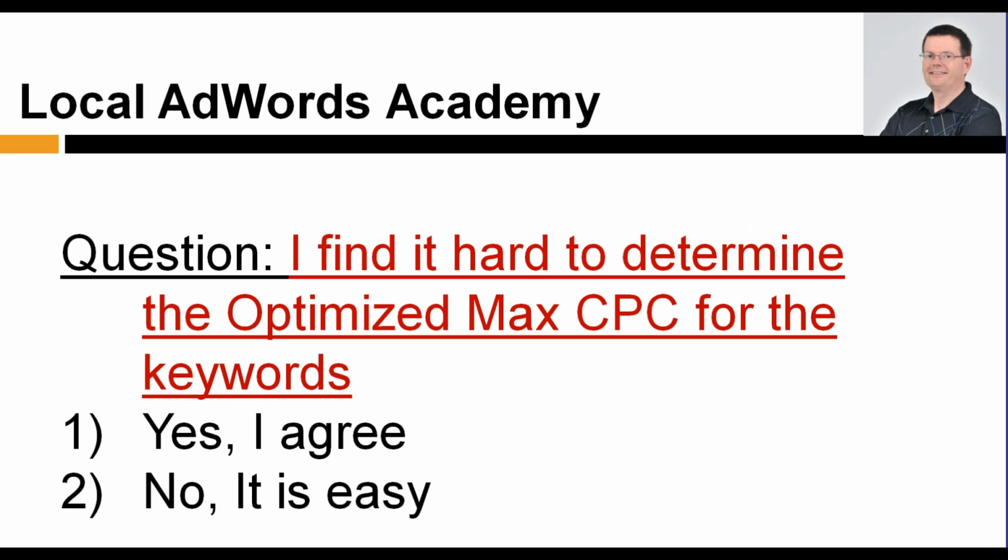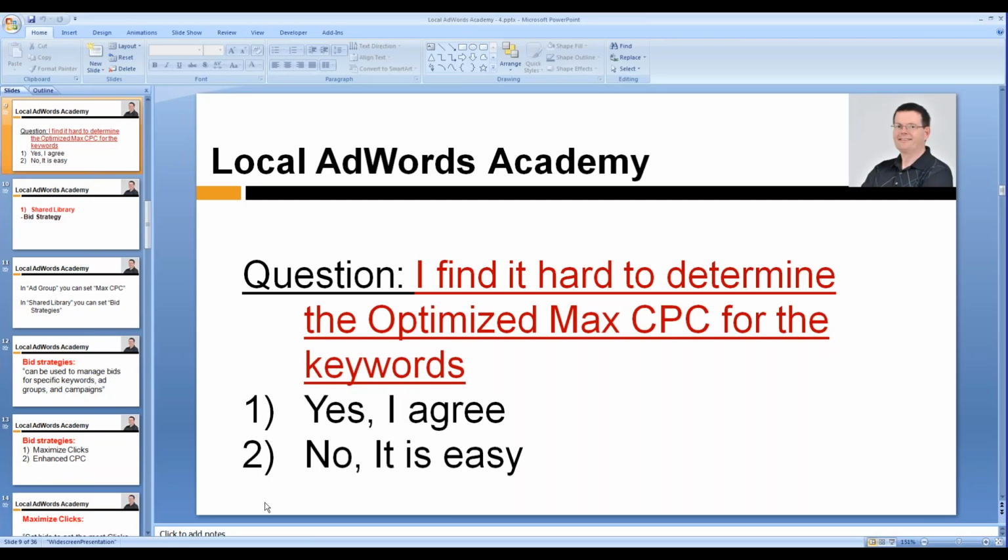Before we go further, I want to ask a question to those of you who haven't been on the 2 p.m. call. The question for you who are on the call for the first time is: I find it hard to determine the optimized max cost per click for the keywords. Let me show you what I actually mean with that.